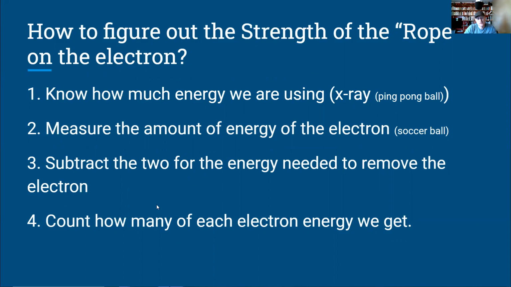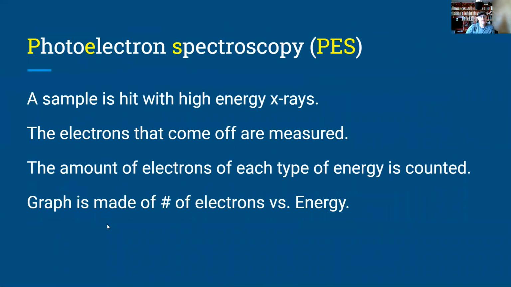And since we're doing it anyway, we might as well count how many of each electron we happen to be getting, so that way we actually have some type of total. So what does that all look like? Well, that's where we end up getting photoelectron spectroscopy.